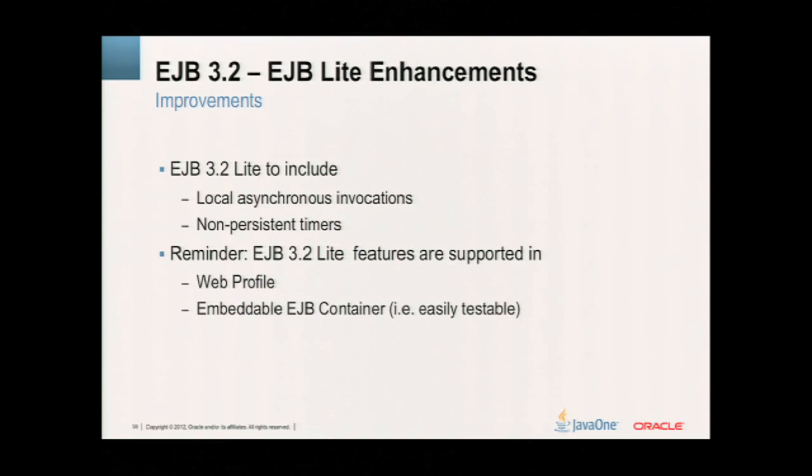EJB 3.2 Lite got two more features in its list. Local asynchronous invocations, we found them useful to be available in the WAR files, in the web profile, and non-persistent timers. So with persistent timers, if your app has programmatic persistent timers, at deployment time, the container won't know that. So the app might fail later on. With the automatic timers, obviously the container won't be able to create them. It will fail fast. So these two features will be available in the web profile and testable by the Embeddable EJB Container.